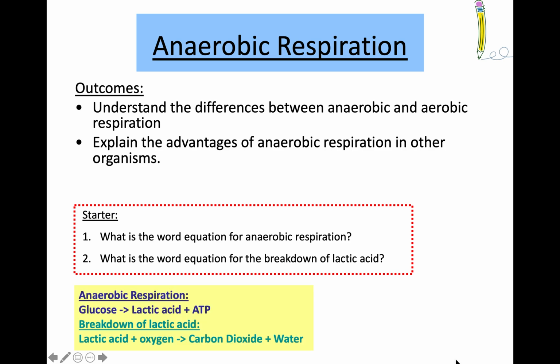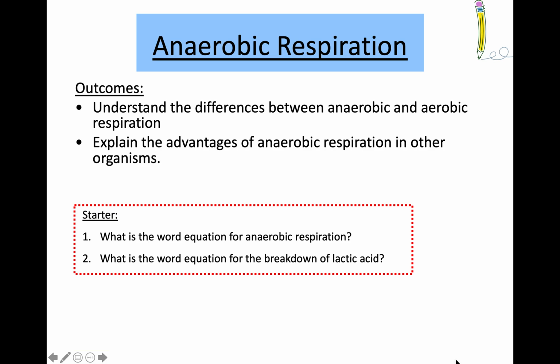Okay, what I want you to do is this quick starter. See if you can find out yourself from the internet what is the word equation for anaerobic respiration, and what is the word equation for the breakdown of lactic acid? So two questions. What is the word equation for anaerobic respiration? What is the word equation for the breakdown of lactic acid?